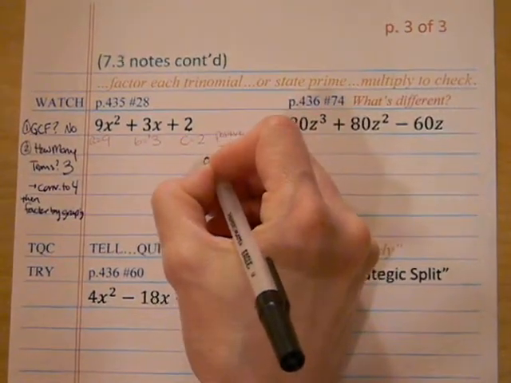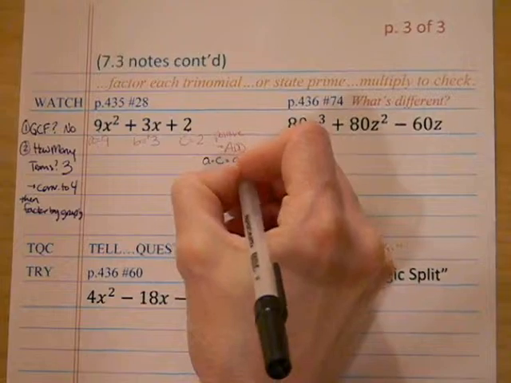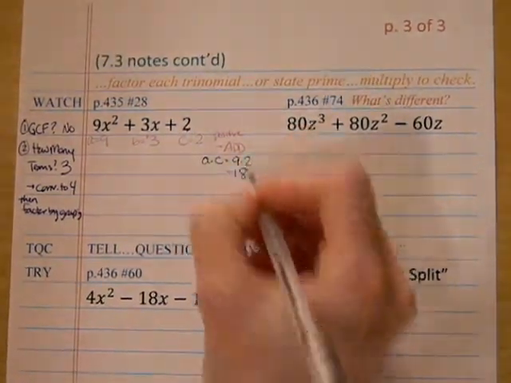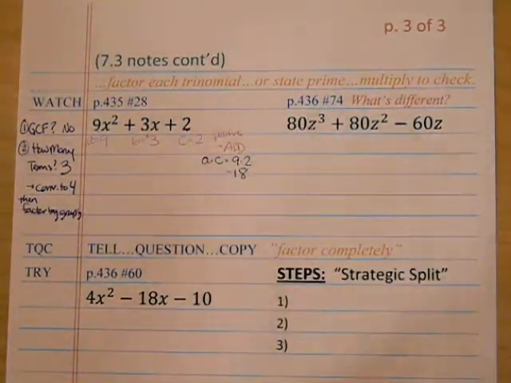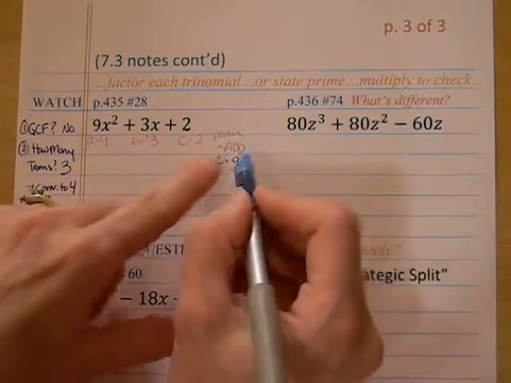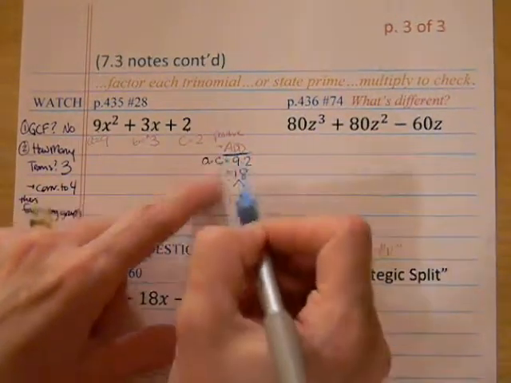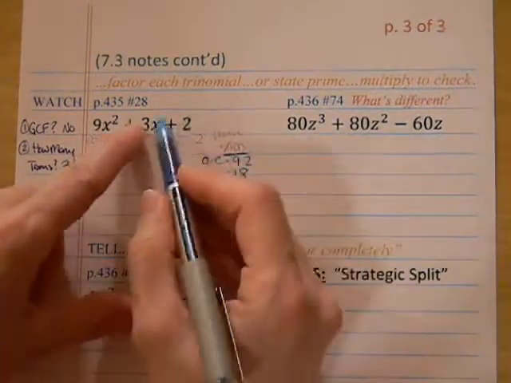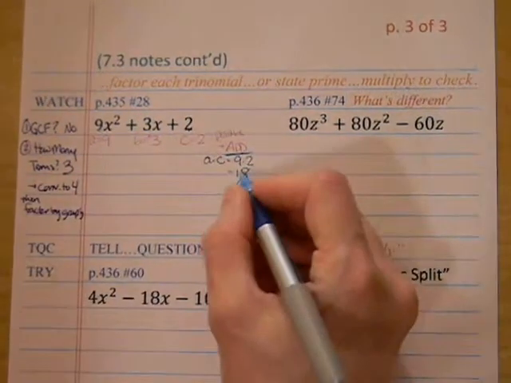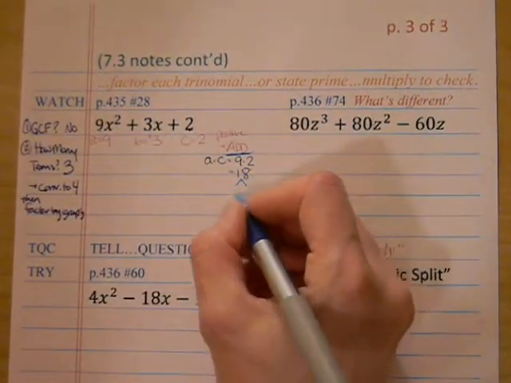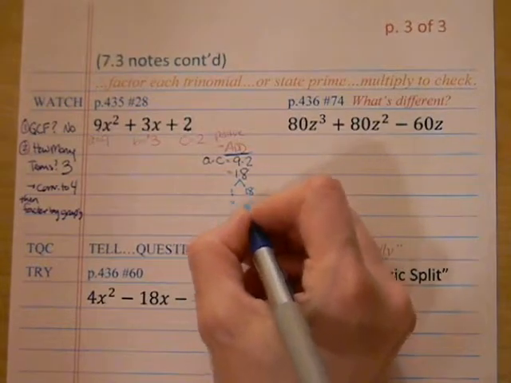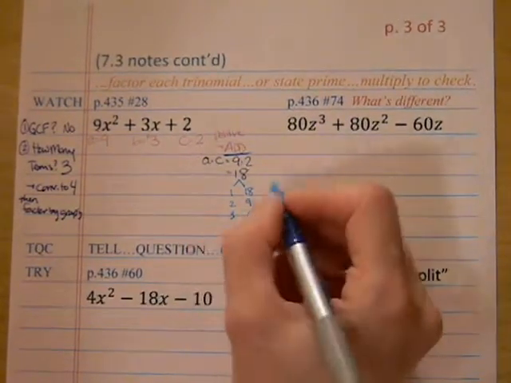So we take our A value times our C value. In this case, it's 9 times 2, and we get 18. And 18 is now what we're going to try to split, and we're going to try to add one of these pairs of factors to get 3. So let's list our factors here. What times what gives you 18? Well, 1 times 18, 2 times 9, 3 times 6.